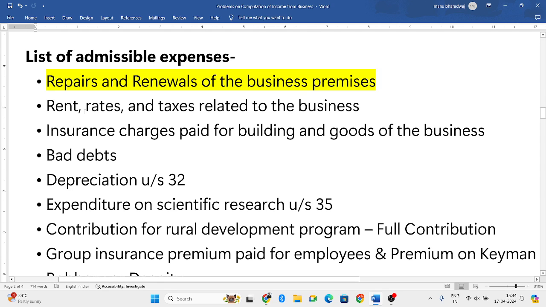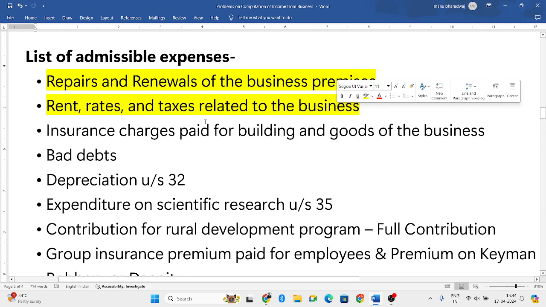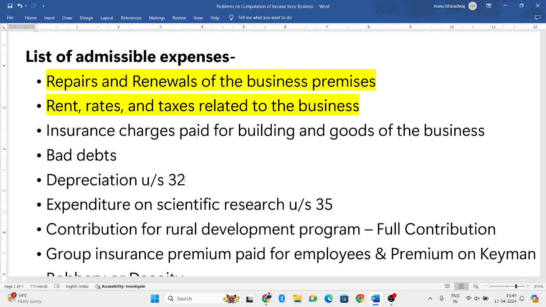Next is rent, rates and taxes. Of course when we are running a business, we need to pay the rent if we are taking a rented building, or rates and taxes, we need to pay certain taxes. For example, GST, sales tax we have to pay, isn't it? All those taxes come into the main core of the business. So it is related to the main business activity, so it is considered as admissible expenses.